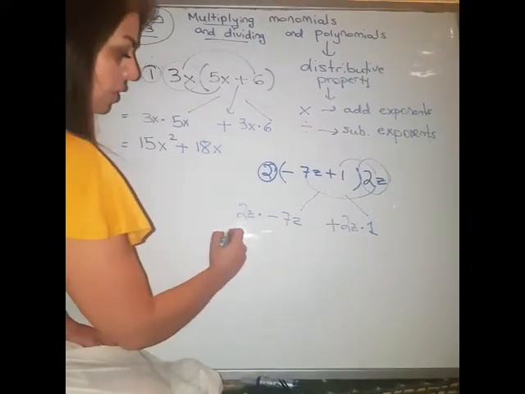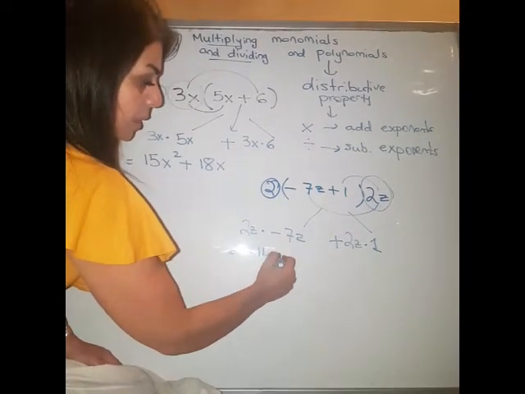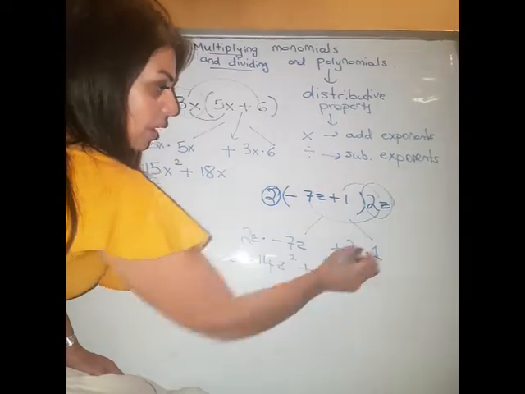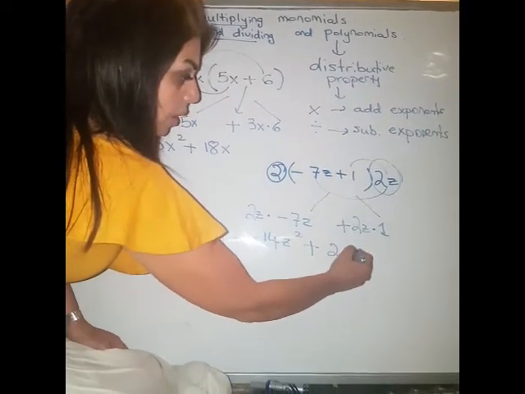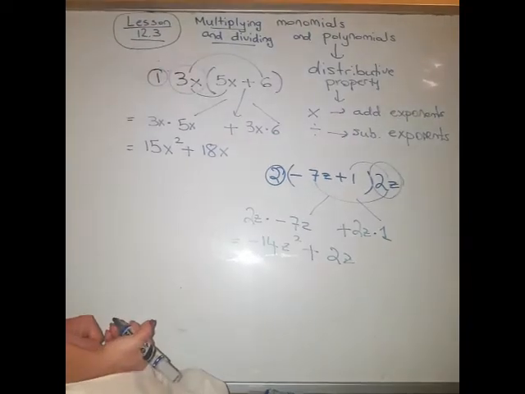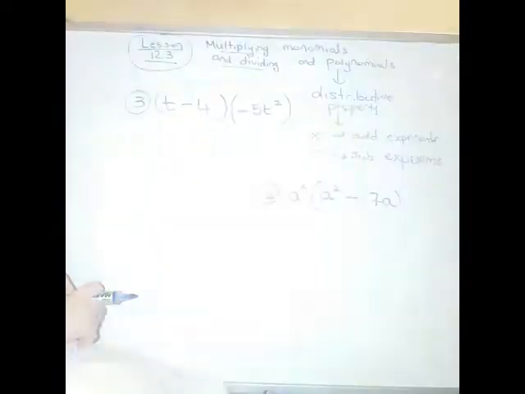2 times a negative 7 is negative 14. A z and a z gives me a z to the second power. Plus 2z times 1 is actually a 2z. Can I add or subtract them? I can't, so they stay the same. That's my answer.